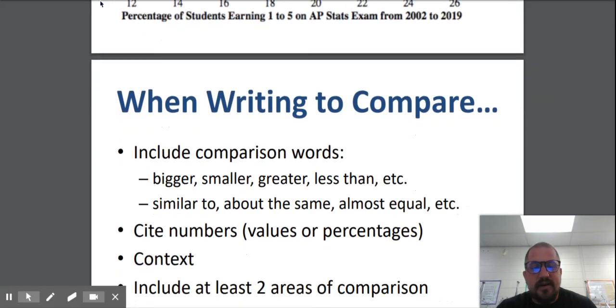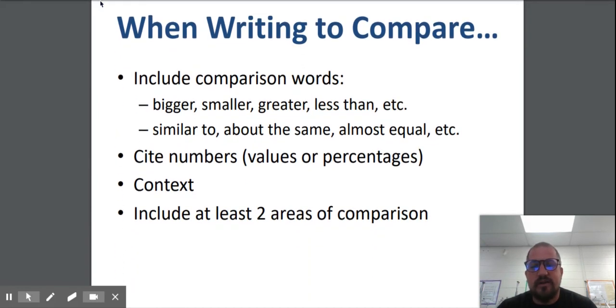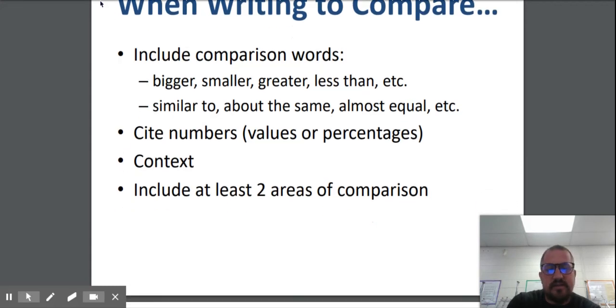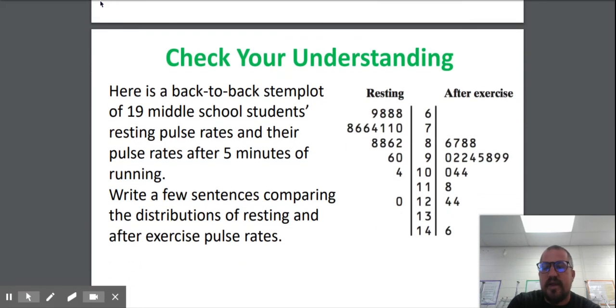So when you compare, you want to use the words bigger, smaller, greater, less than, similar to, about the same, almost equal, etc. You want to make sure you cite the actual numbers. So say the numbers, be specific, talk in the context of the problem, and always include at least 2 areas of comparison. So here is something to compare.